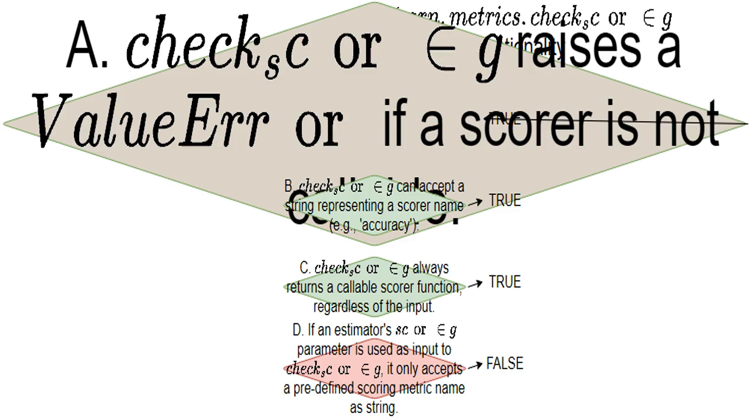If I try to use something that isn't a function or a valid string with check_scoring, I'll get a value error, a specific type of error message that tells me something's wrong with my input. This is a safety check to prevent problems.